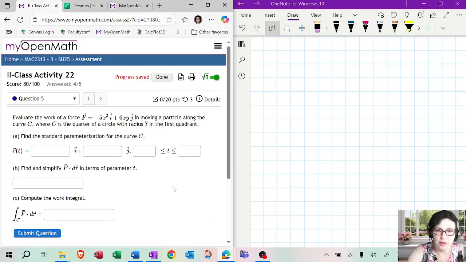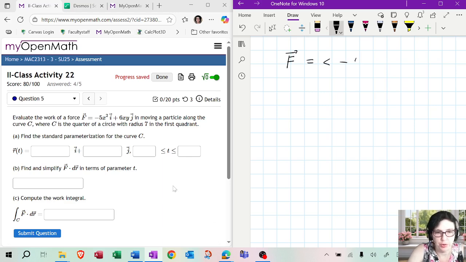Okay, so here we are going to use line integrals. These are applications to computing work of a force. Imagine that you have a force which is given in vector form, and so it's negative 5x squared and 6xy. At each x and y, this is the force. And then the particle is moving along some sort of curve C.